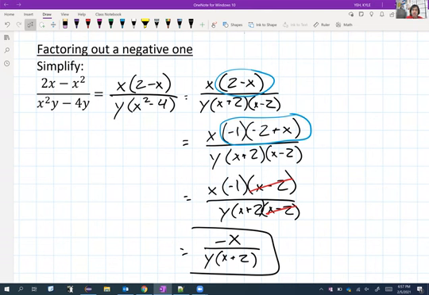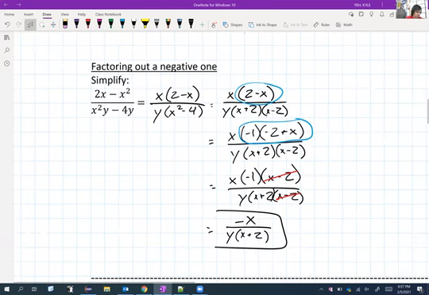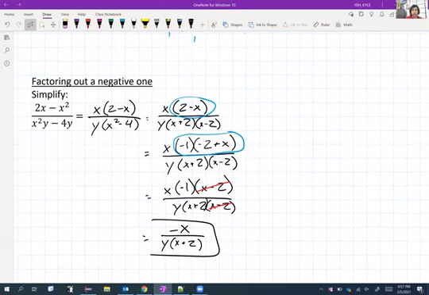Really, 8.1 comes down to, do you know how to work with fractions, copy, dot, flip, multiplying, dividing, and do you know how to factor? Those are the two big skills that we need to look for in 8.1.